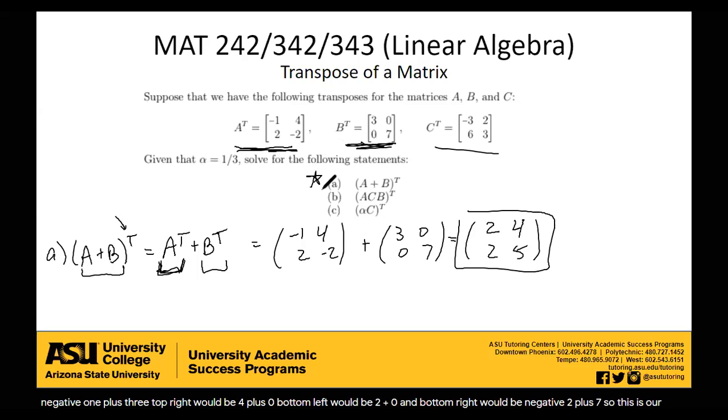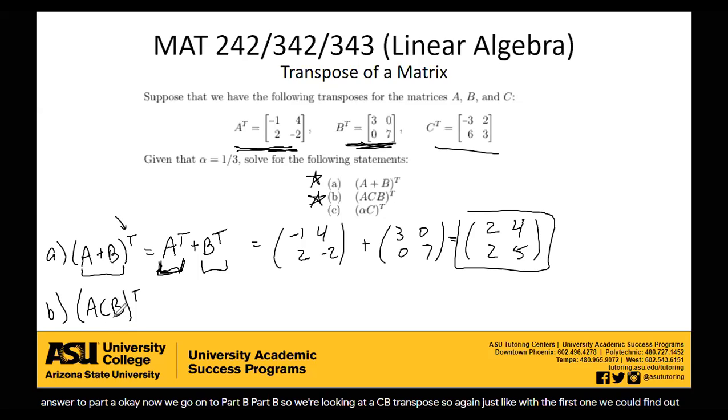Okay, now we go on to part B. Part B. So we're looking at A, C, B transposed. So again, just like with the first one, we could find out what A, B, and C are if we wanted to, right? We could calculate them from these guys and then multiply those together and then transpose it. Or we can just use the properties of the transposition.